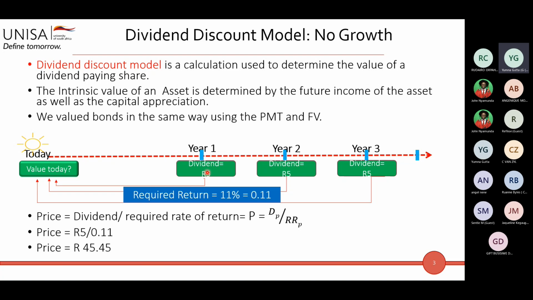Each year you receive the same dividend, it doesn't grow. So from 5 Rand, it goes to 5 Rand, it goes to 5 Rand. As you can see, there's no growth from year 1 to 3, right? So how do you value a share like this? You take the dividend and divide it by your required rate of return and you will get the value of the share. So it's quite simple. These are usually preference shares. They're valued in this way where you don't experience any growth on the dividend. It's just a percentage based on the value of the share. So this is the dividend discount model with no growth, right?